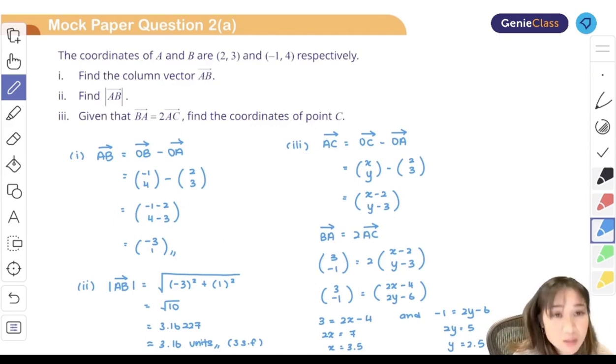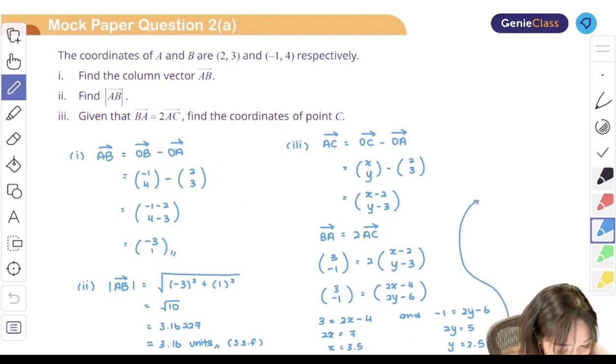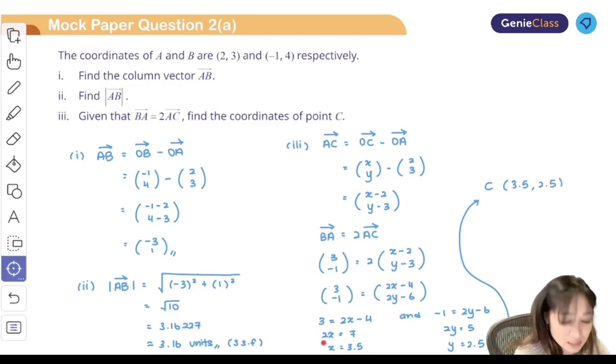Okay, so what are the coordinates of, right? They want the coordinates of point C. So let me continue up here. Okay, so for your answer, you should have C (3.5, 2.5). Okay, if you stop here, if your workings end here, again, you do not get the full marks. Okay, you will get method marks, but you won't get the one answer mark. So you'll be short of 1 mark.